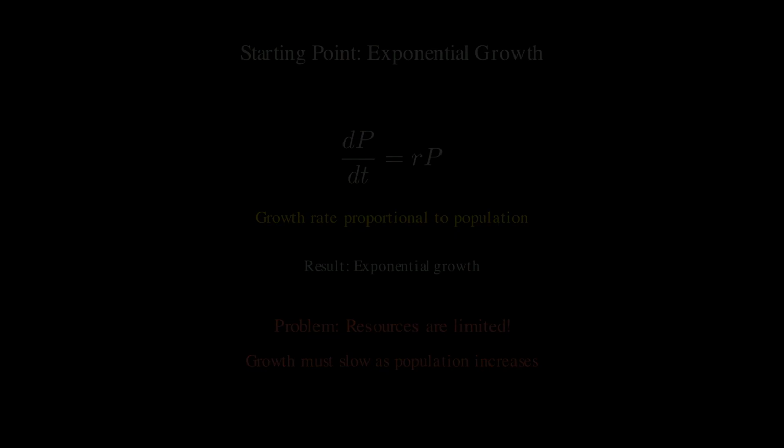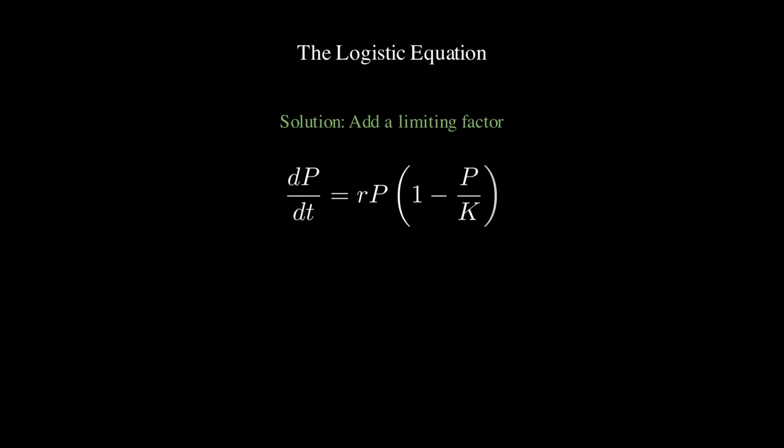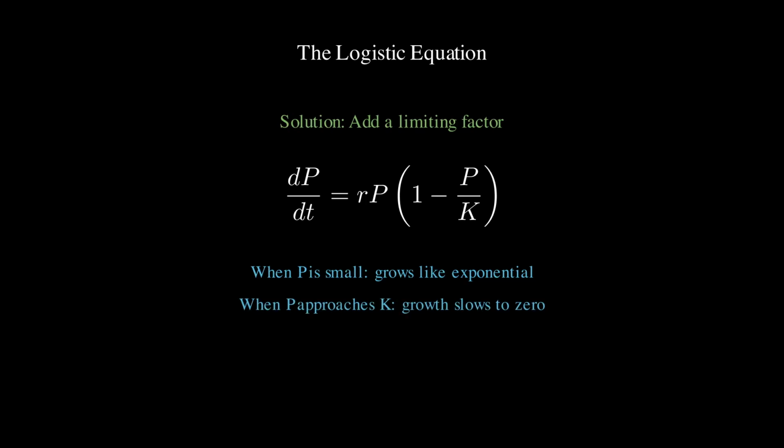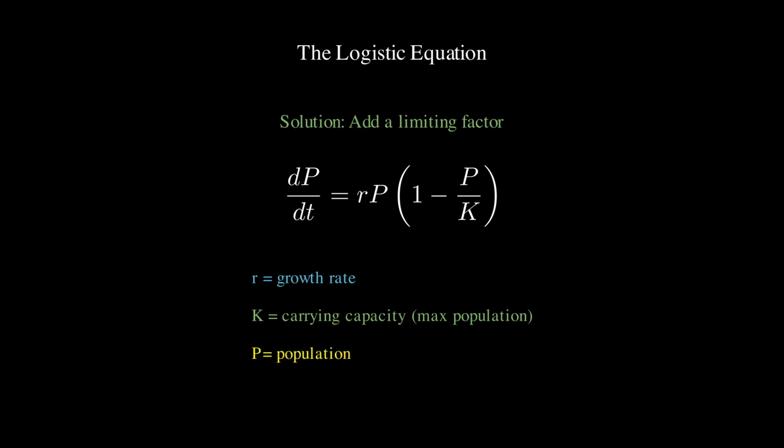In the logistic differential equation, we solve this problem by adding a limiting factor. On the right-hand side of the equation, rather than just rp, we have this factor of 1 minus p over k. When p is small, then we still get similar exponential growth. However, as p approaches this value k, the growth slows to 0. That is, dp/dt becomes nearly 0. In this equation, r is the growth rate, the same as in exponential growth, but k is the carrying capacity, which is the maximum population. So when p equals k, dp/dt equals 0.